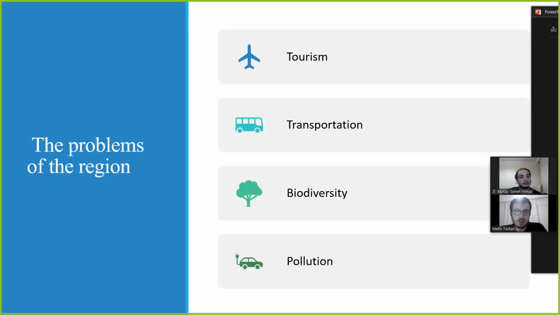In our region, we have several problems related to tourism, transportation, biodiversity, and pollution. The government should focus on protecting the environment and the habitat of species. Tourism and transportation facilities also need consideration due to economic concerns.